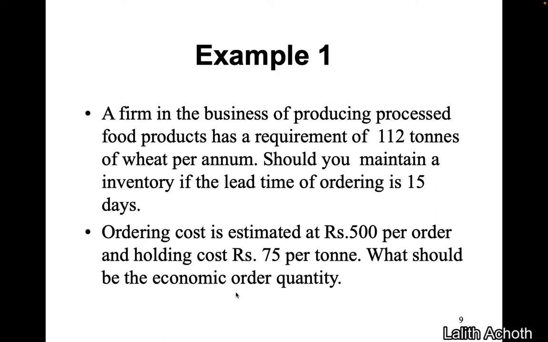Now, let us take an example. A firm in the business of producing processed food products has a requirement of 112 tons of wheat per annum. Should you maintain an inventory if the lead time of ordering is 15 days? Ordering cost is estimated at 500 rupees per order, and the holding cost is estimated as 75 rupees per ton per annum. What should be the economic order quantity? So here we must break it down into the demand, lead time, ordering cost, holding cost, and substitute it into this formula that we saw earlier.